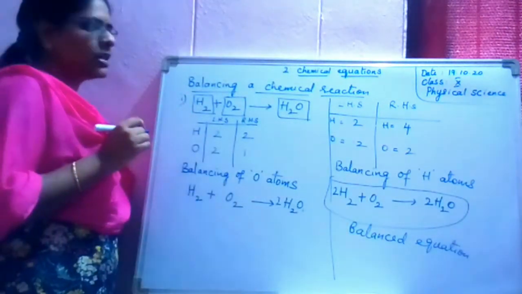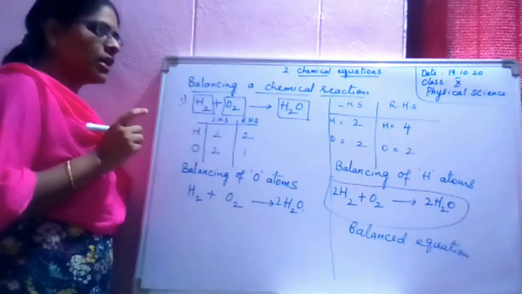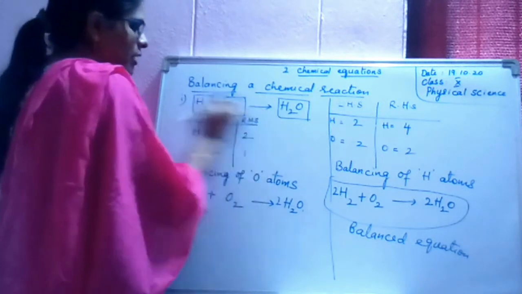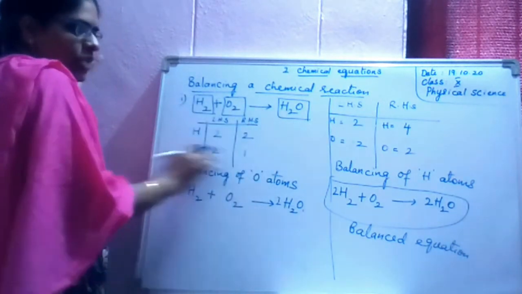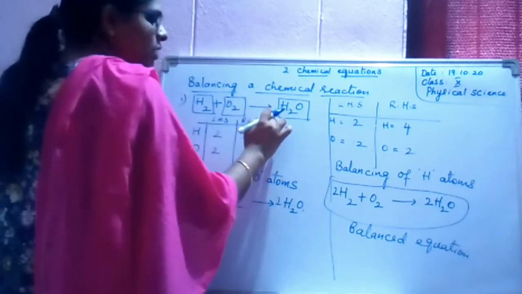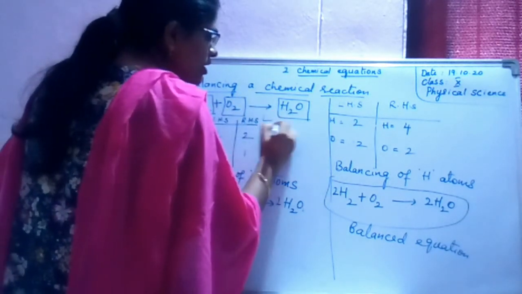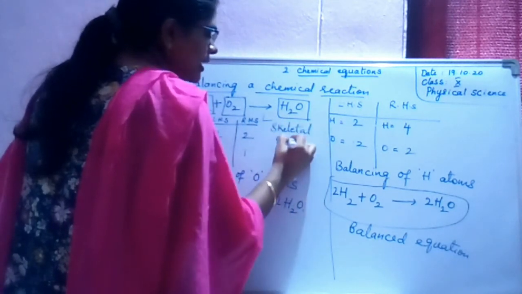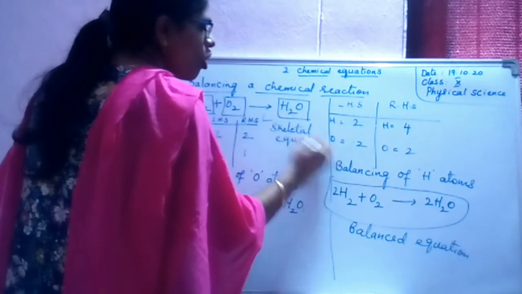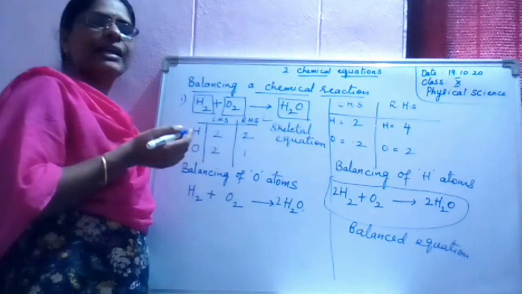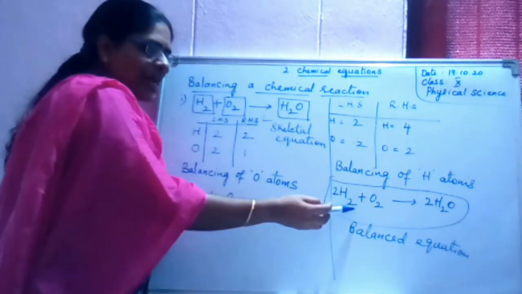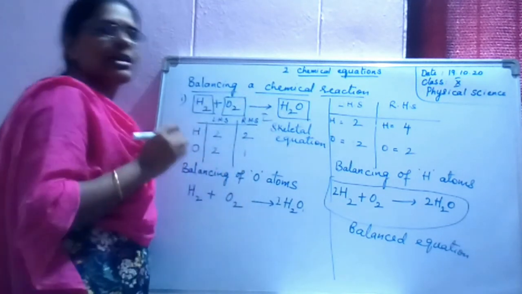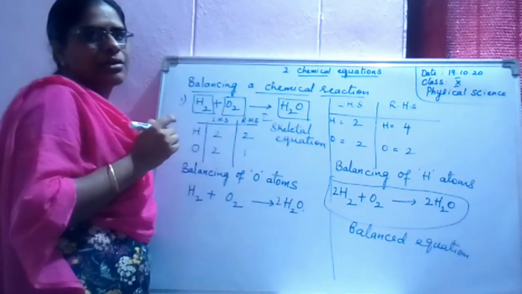Follow, children. See, one more thing here. If the equation is not balanced, like here, where hydrogen is balanced but oxygen is not balanced, such an equation is called a skeletal equation or unbalanced chemical equation. If it is balanced, you can write balanced chemical equation. If it is unbalanced, skeletal equation.